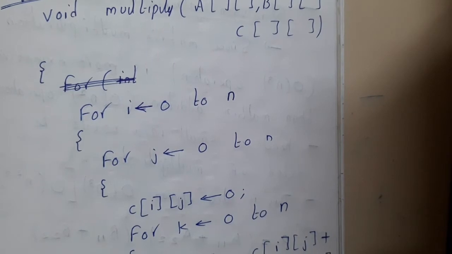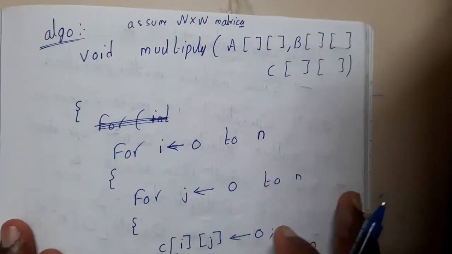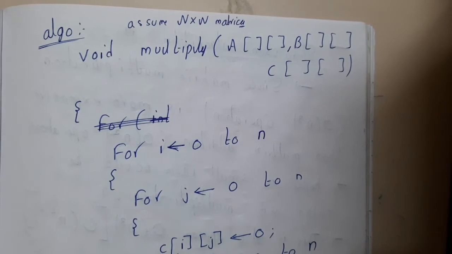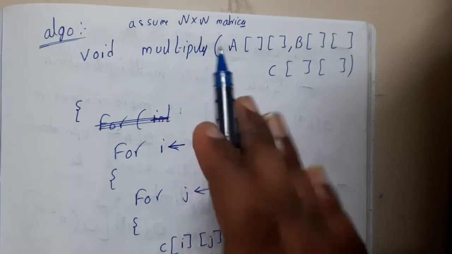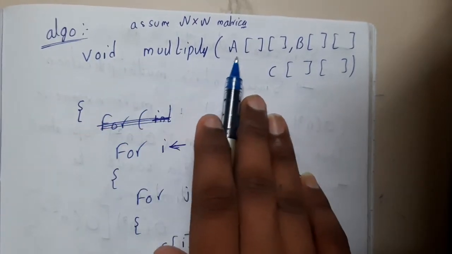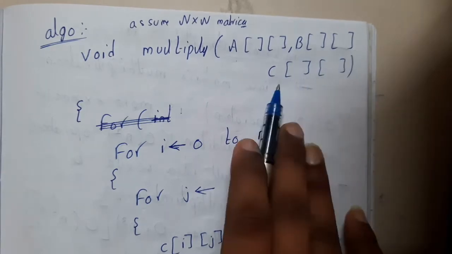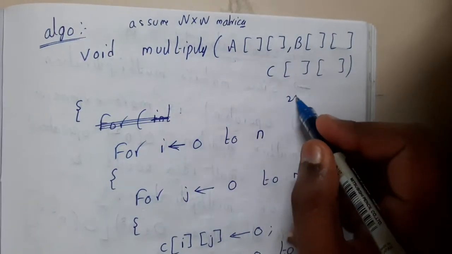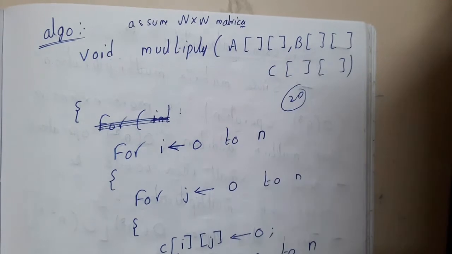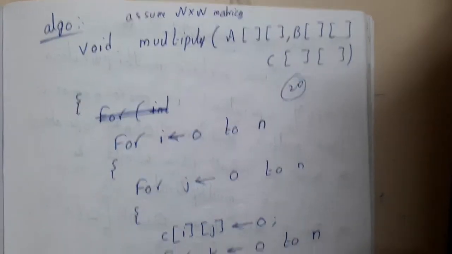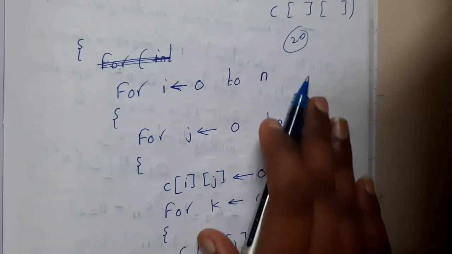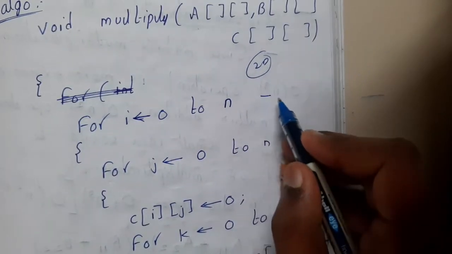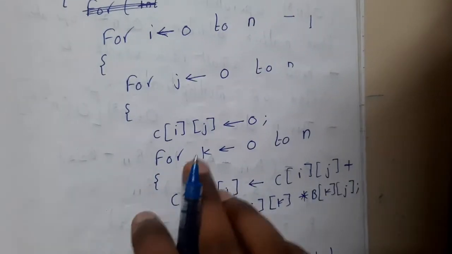If you want to write an algorithm for this, this is just a simple matrix multiplication, right? For this kind of matrix multiplication, you will be writing it this way. Write algorithm multiply A[][], B[][], C[][], because all these belong to 2D matrices. A and B are the inputs and assume C as the output. For i equal to 0 to n, for j equal to 0 to n, you need to multiply rows with columns.